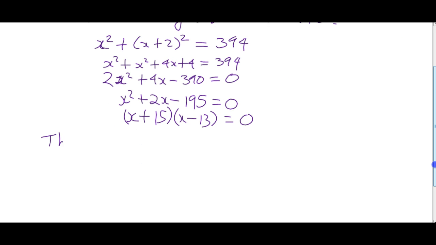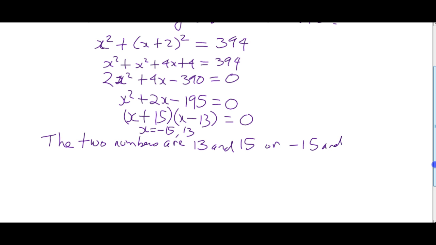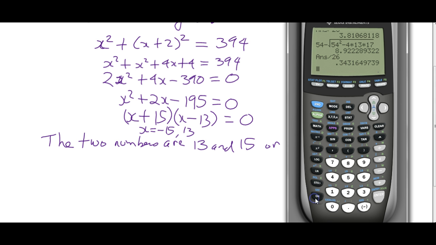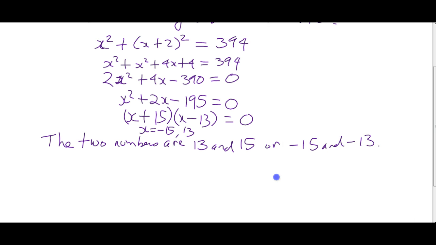So the two numbers are, okay, well, actually solved. So x is negative 15 or positive 13. So they're 13 and 15, or negative 15 and negative 13. Right? Which means we really only have to do one check. Right? 13 squared plus 15 squared, 394. Done.